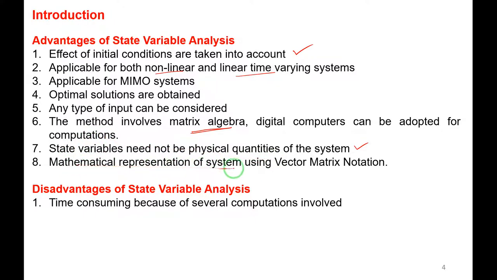Then mathematical representation of the system using vector matrix notation. We will try to represent the system using the vector matrix notation. The disadvantage of this state variable technique is that it is time consuming because several computations are involved, because of several matrix calculations. All those computations are involved, hence it is time consuming. That is the only disadvantage.